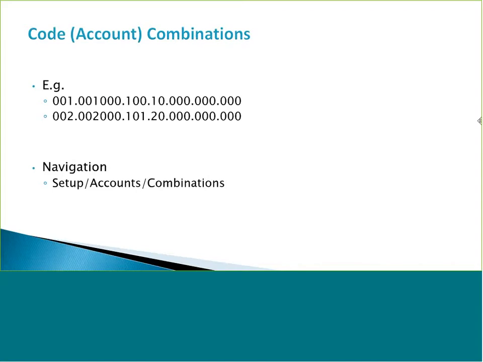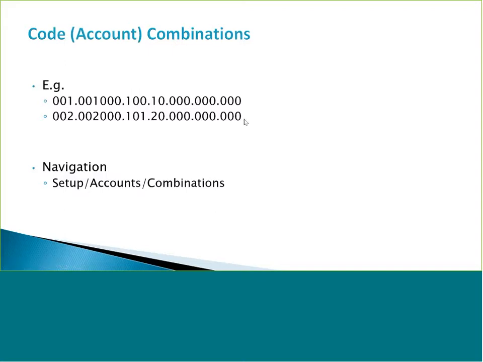So the first one tells us that this account combination is a cash account for company 1, division 100, department 10, and these are the default values. The second line tells us that this is a payables account for company 2 and division 101, department 20, and the default accounts.